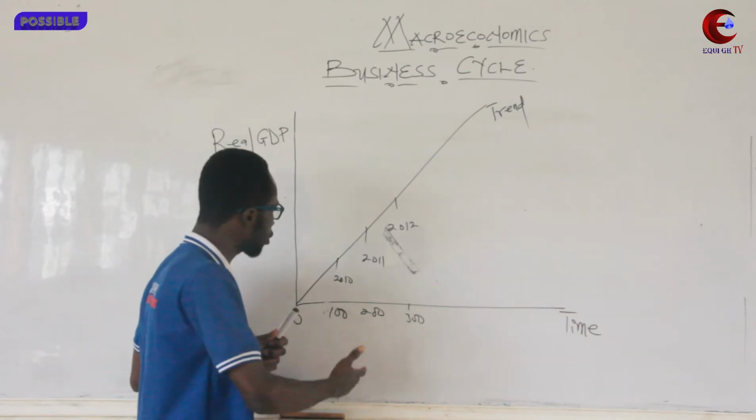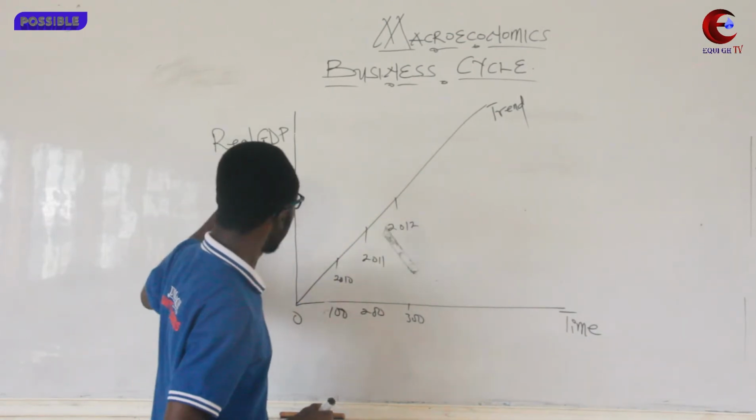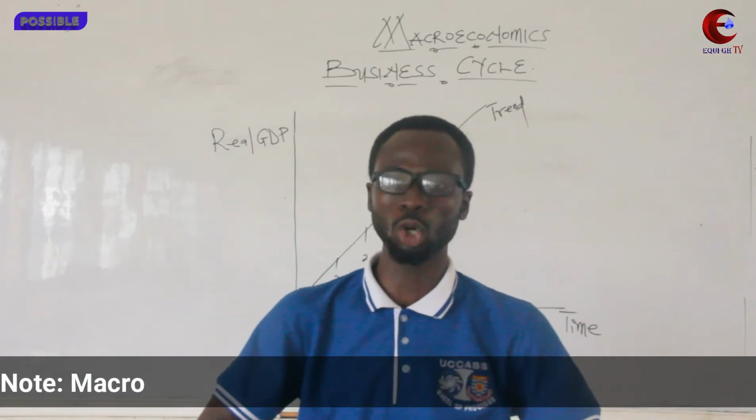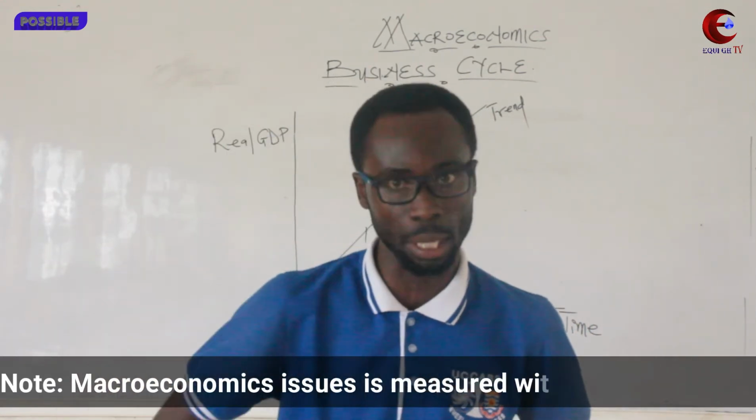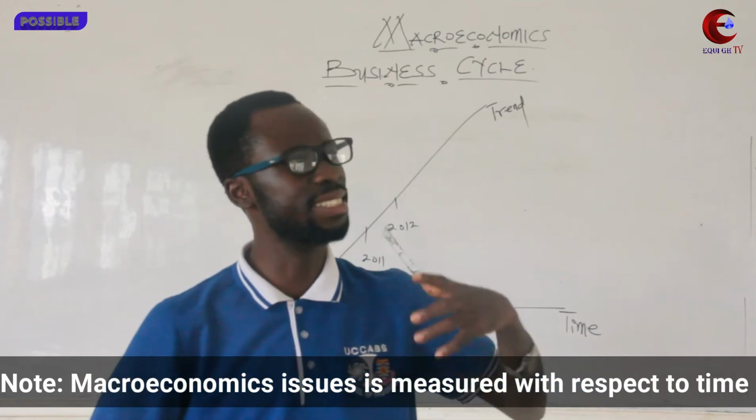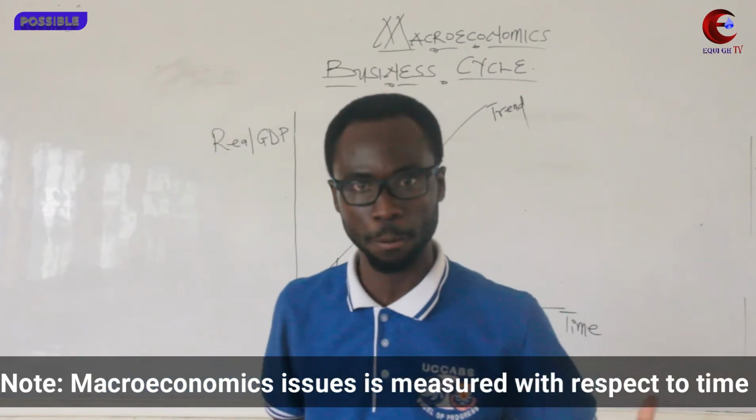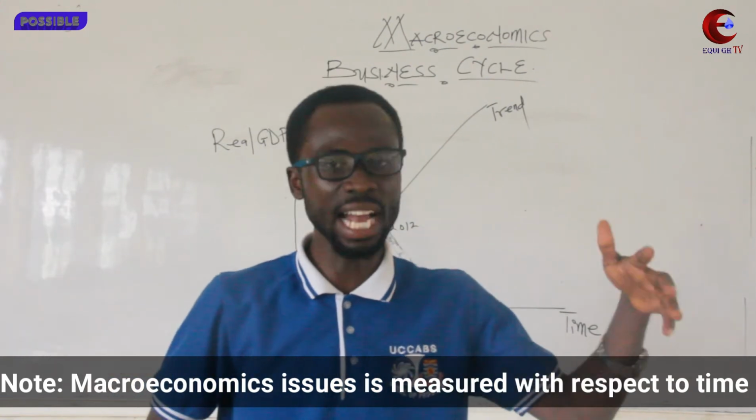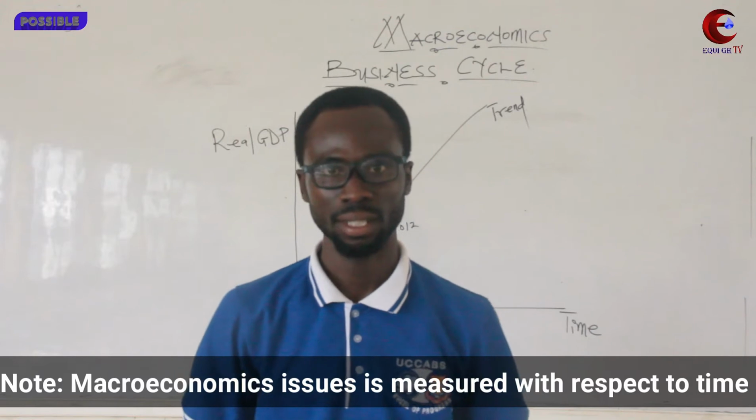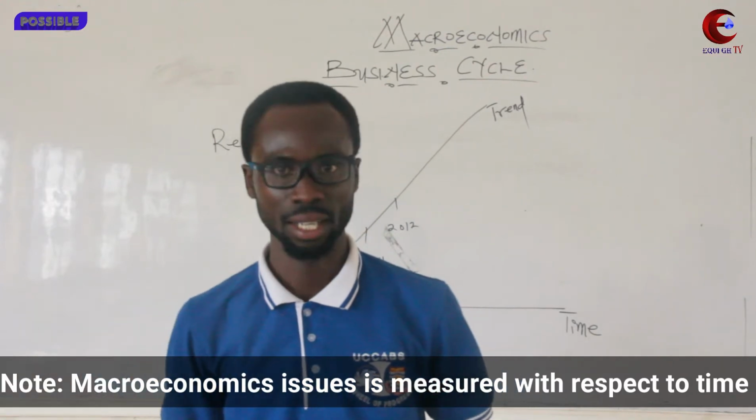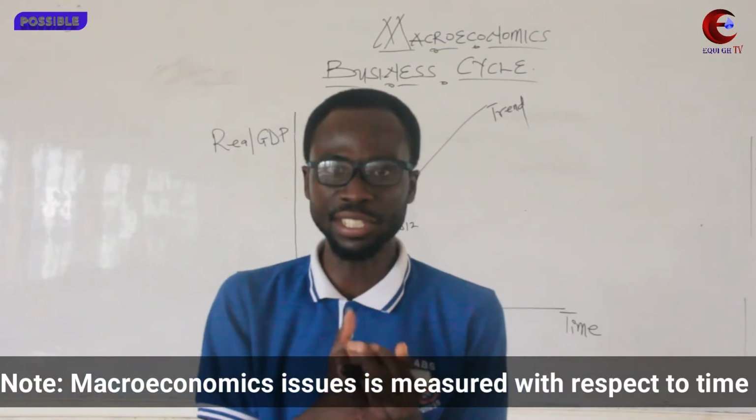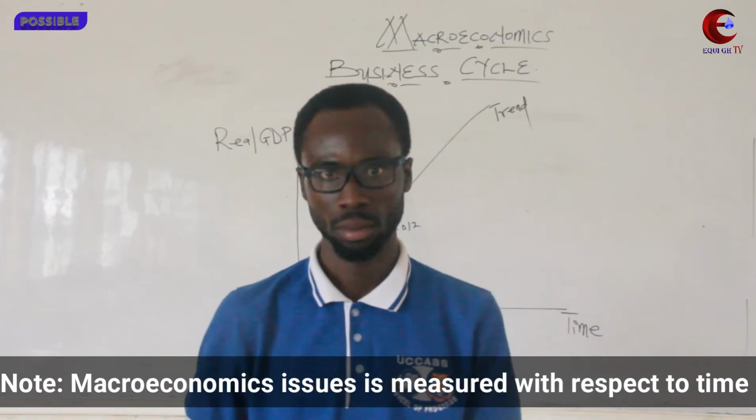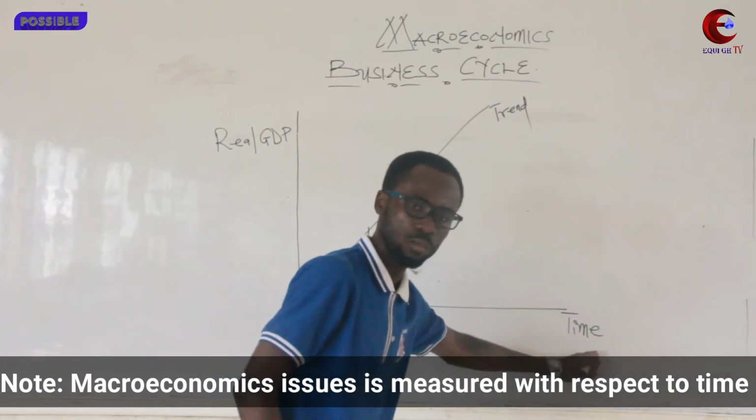Right? And then straight away from there, we look at time. We measure macroeconomic issues with respect to time. That is why we say GDP for the year 2020, national income for this year, exchange rates for last month, interest rates for the morning. So macroeconomic issues, we measure mostly with respect to time. And that is why we have time here.